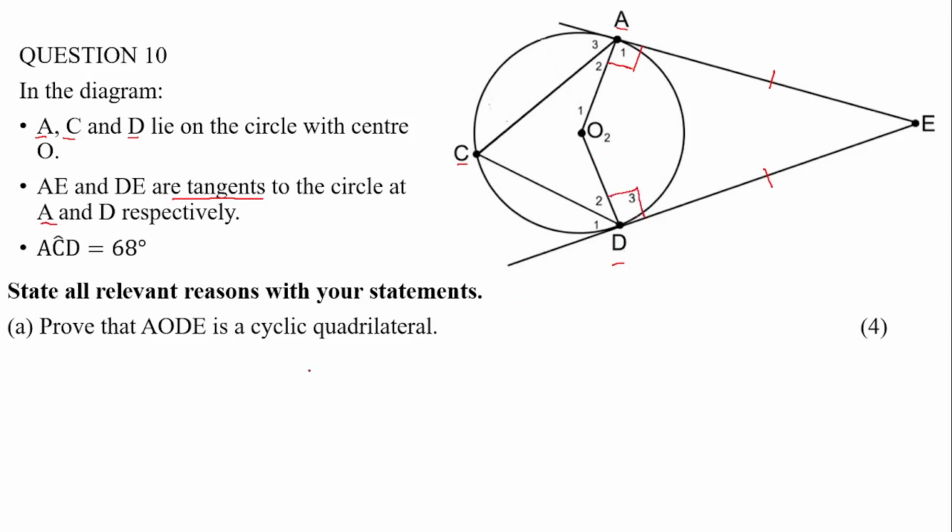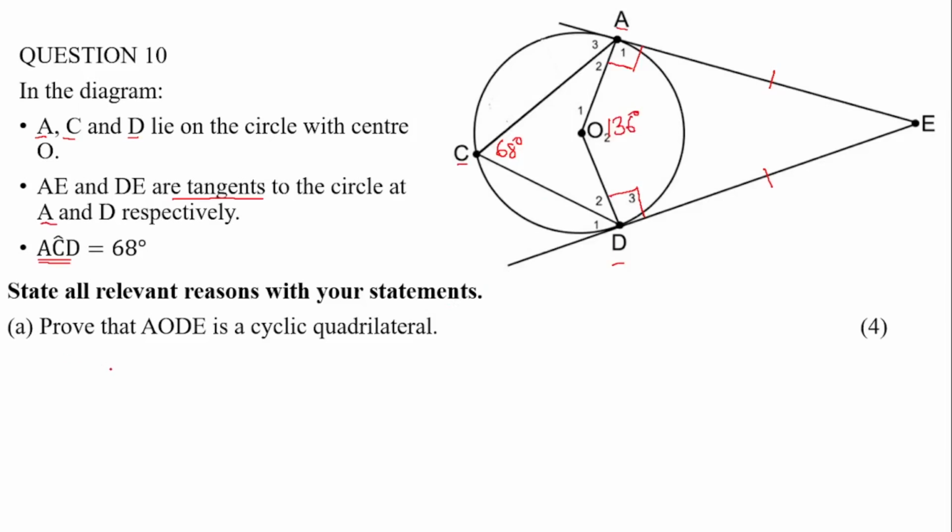Right, what else? And then we're given that angle ACD is 68 degrees, so this angle is 68 degrees, and then we have angle at the center here, right? So an angle at the center is 2 times angle at the circumference. Or let me say angle subtended by a chord at the center is equal to 2 times the angle subtended by the same chord at the circumference, meaning that angle O2 is 136 degrees.